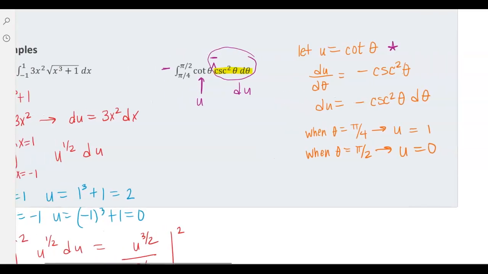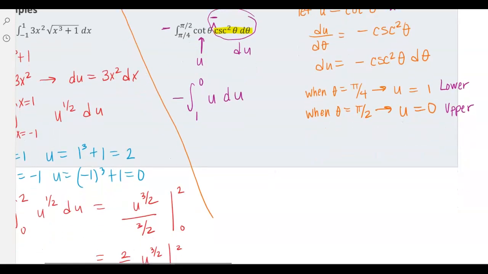Okay, so rewriting this original integral, I'm going to say I have that negative out in front. The bounds are changing from 1 to 0. Notice that this is the lower bound and this is the upper bound. Even though they're in reverse order, we've got to follow what we have plugged in there. And then we'll have u du.